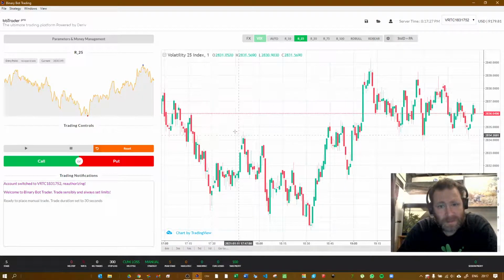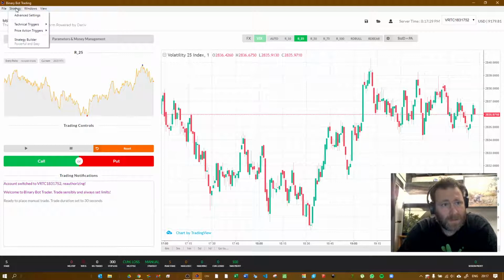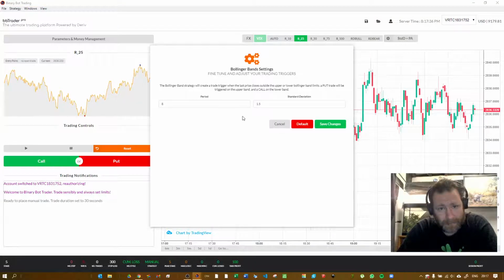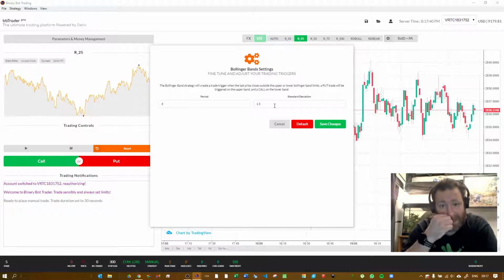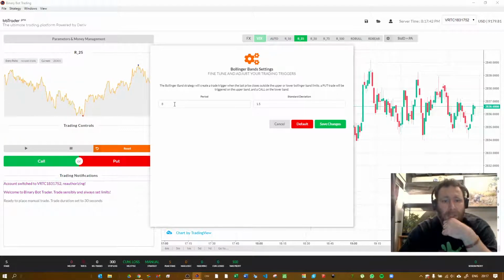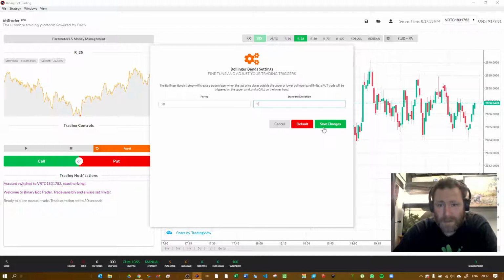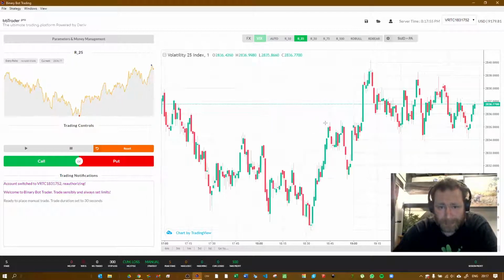So first things first, you want to go into strategies, technical triggers, and select Bollinger Bands. And here you've got some options. Here you've got your standard deviation and your period. So the guy I've been speaking to wants a period of 20 and a standard deviation of 2. So we save the changes there.